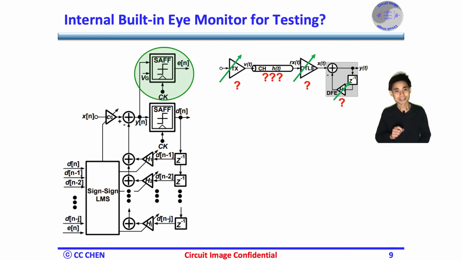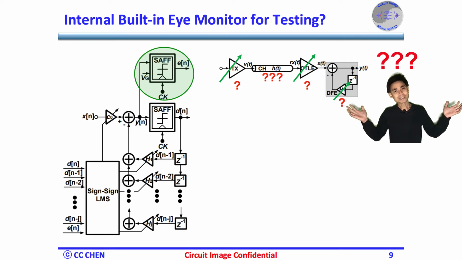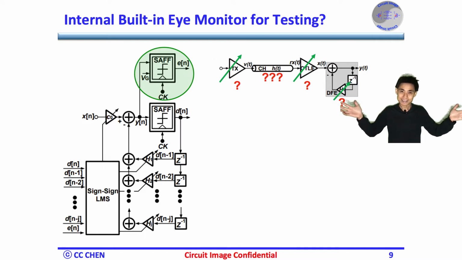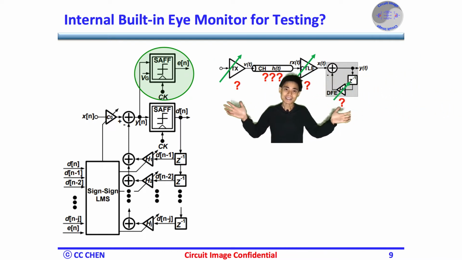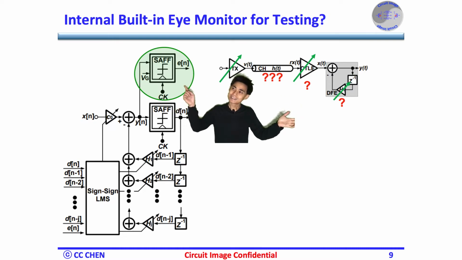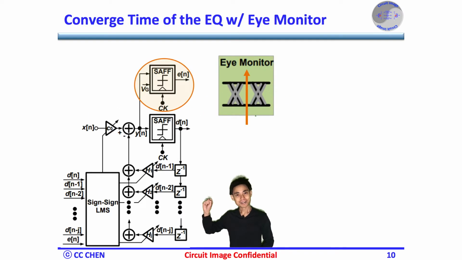In addition to the testing purpose, why do you need the internal built-in eye monitor? Any system issues, for example, unknown TX output swing, unknown channel loss, unknown CTLE gain, and lots of other unknown settings, or any circuit issues from the error slicer. Bingo! The eye monitor result can be used as a criterion of the adaptive equalization.